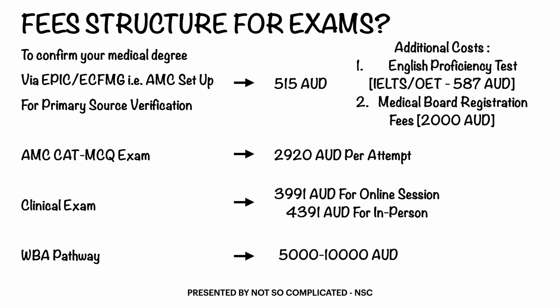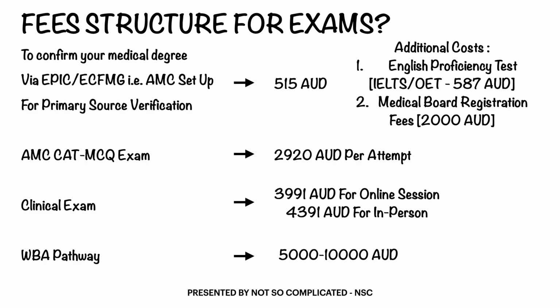So basically you have to try to pass the exam in the first attempt to reduce the cost. And in the clinical exam, it is 3,991 Australian dollars for the online session and 4,391 Australian dollars for the in-person clinical examination. And the WBA pathway costs 5,000 to 10,000 Australian dollars. As I have talked about earlier, the WBA pathway demands money and time, but it also ensures the pass rate in your Step 2 examination. So basically you can go to the residency.